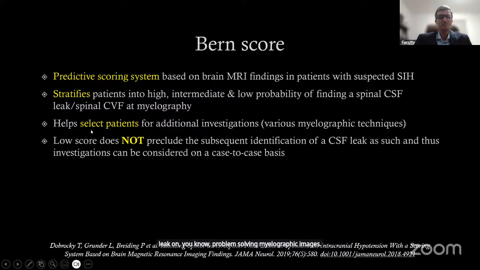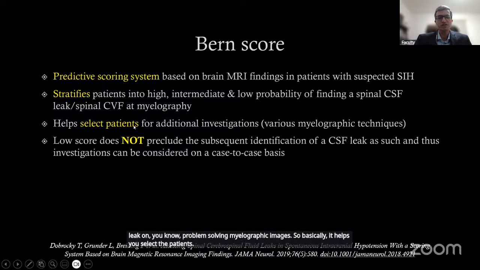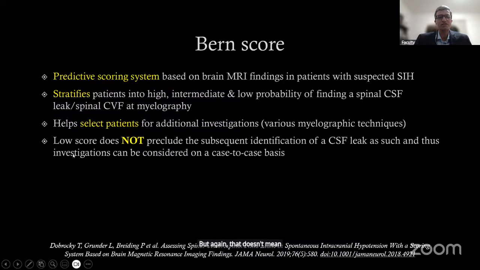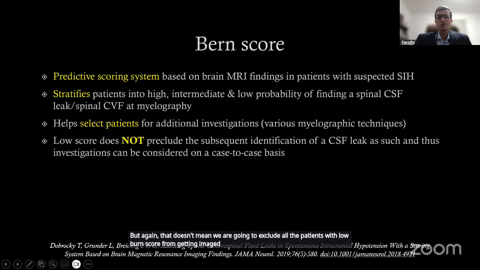So basically, it helps you select the patients. If the Bern score is higher, I'm pretty sure I'm going to see something on myelography. If it's very low, then probably the outcome of myelography is not going to be great. But again, that doesn't mean we are going to exclude all the patients with low Bern score from getting imaged, right? It all depends on a case-to-case basis. If there is very high clinical suspicion, you would still go ahead with your problem-solving imaging to make sure you're not missing any diagnosis there.